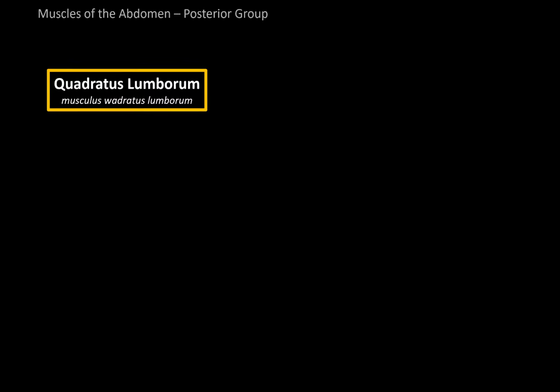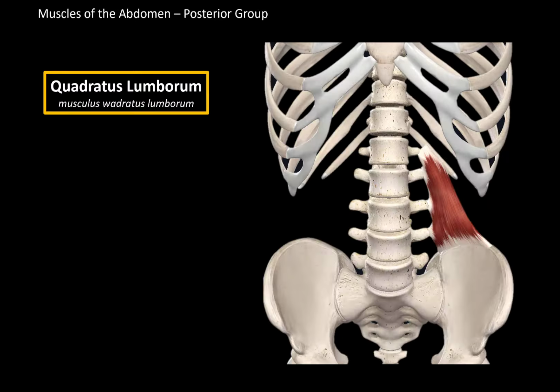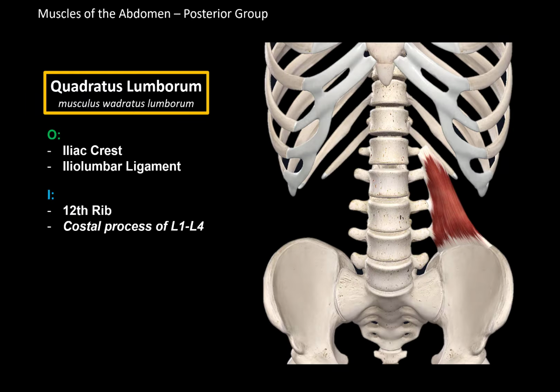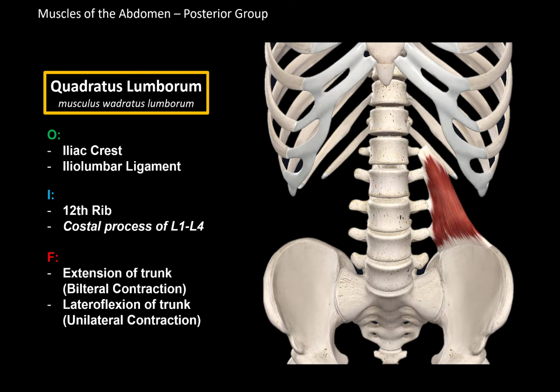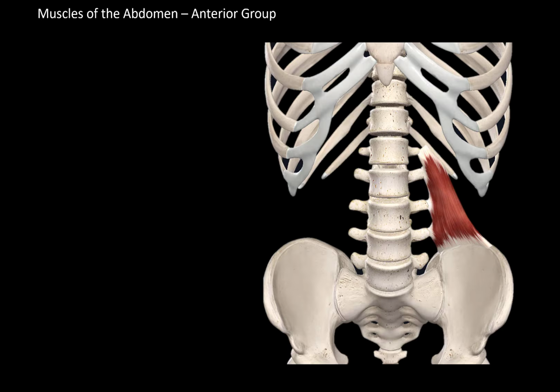So the Quadratus Lumborum, again, is situated on the posterior abdominal wall, as you see here. It originates from the Iliac Crest and the Iliolumbar Ligament, and it inserts at the 12th rib, as well as the Costal process of L1 to L4. And its function is either extension of the trunk during bilateral contraction, or lateral flexion of the trunk if only one side contracts. So that was this one.